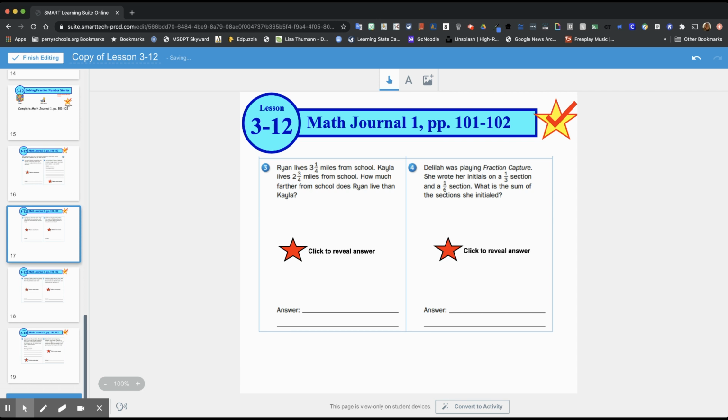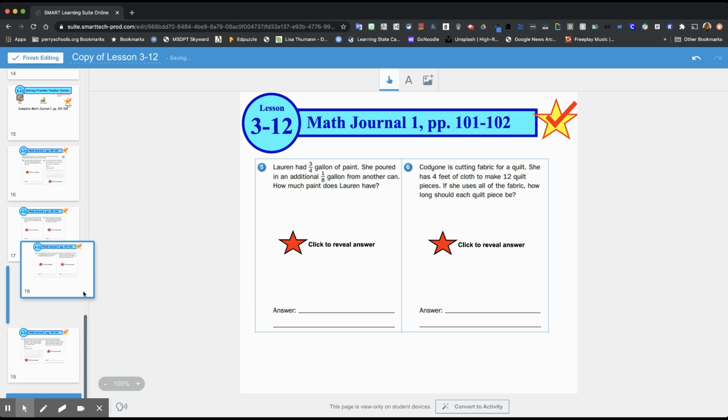Number 3, Ryan lives 3 1/4 miles from school. Kayla lives 2 3/4 miles from school. How much further from school does Ryan live than Kayla? Number 4, Delilah was playing fraction capture. She wrote her initials on a 1/3 section and a 1/6 section. What is the sum of the sections she initialed? Even if you've never played fraction capture, you still can figure out what this is asking you to do.